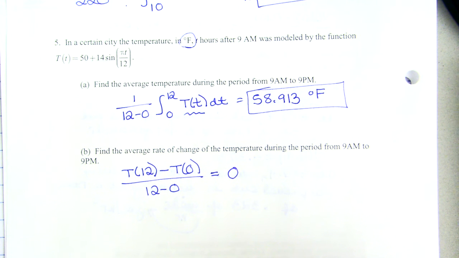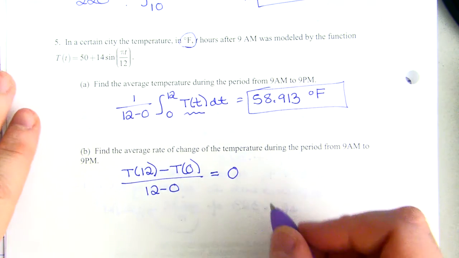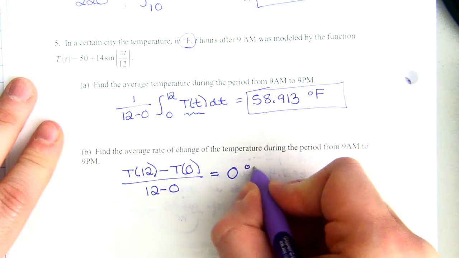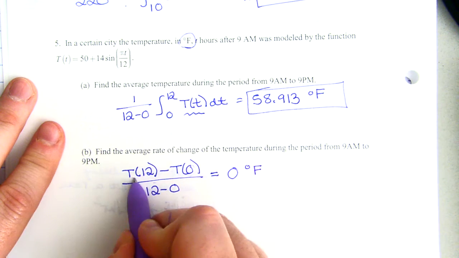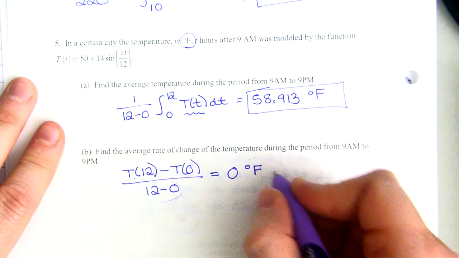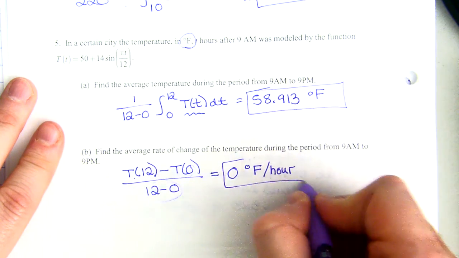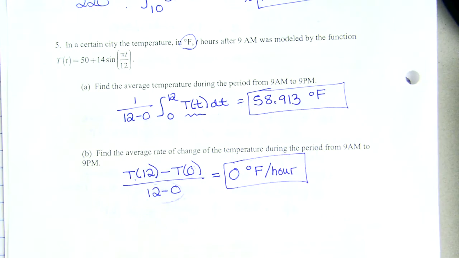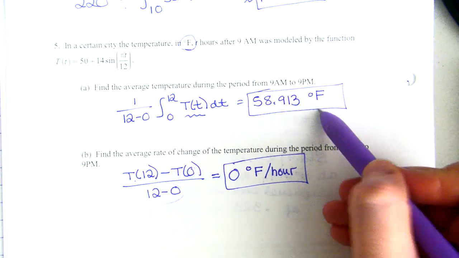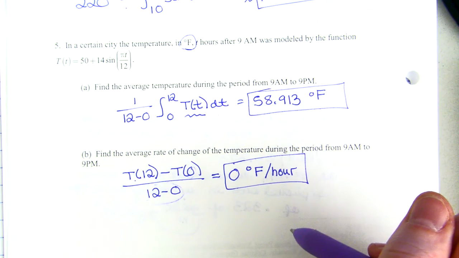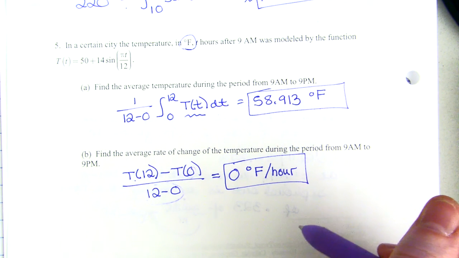Average rate of change of the temperature, well, it's kind of like you were warming up in the morning and then cooling down in the evening, and those rates of change kind of cancel each other out. My units are going to be degrees Fahrenheit, units of T, divided by the units of little t, so degrees Fahrenheit per hour. Two different averages here. Average value here, average rate of change here. However, it gets a little more involved than this.